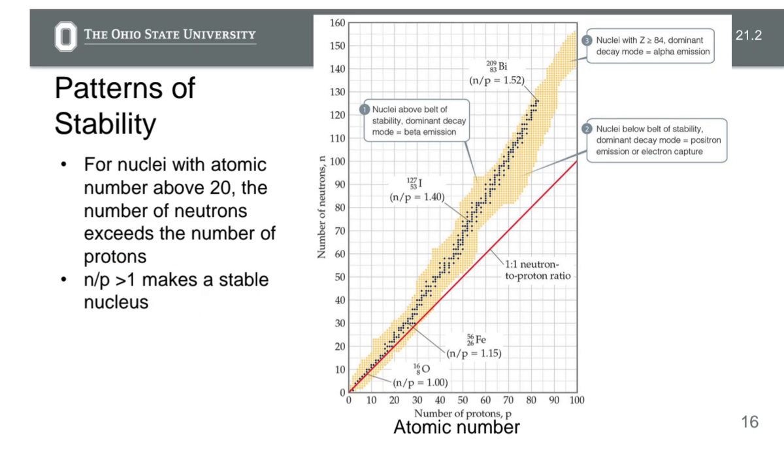For those nuclei above atomic number 20, if we have a neutron to proton ratio of more than 1, we have a stable nucleus. So essentially what we will often see is that the neutron to proton ratio is 1.5 to 1. You don't necessarily need to remember that number, but that is the general trend.